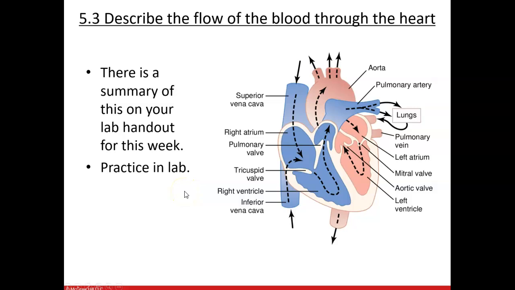So here we have the flow of the blood through the heart, and I think I'll put this on a separate video. I'll stop right here.